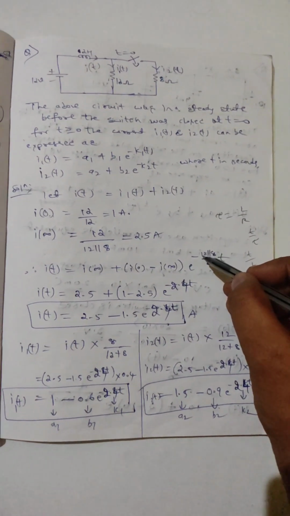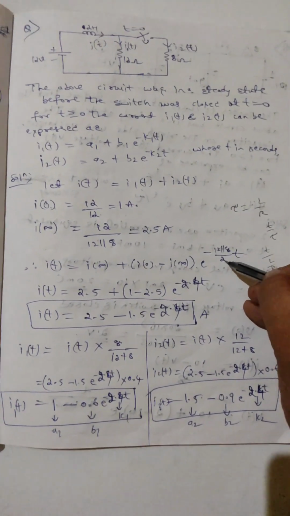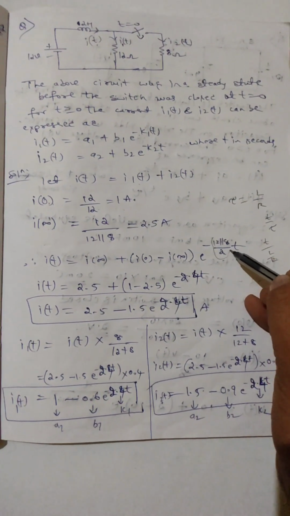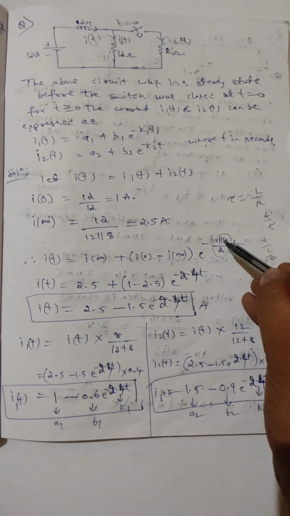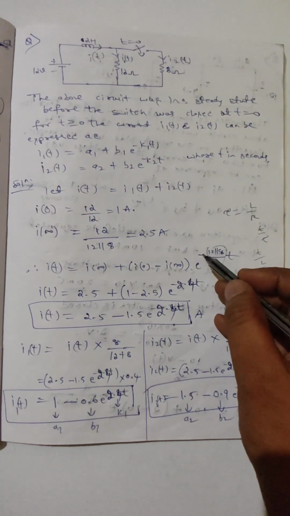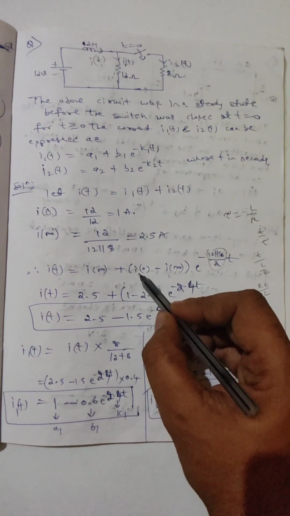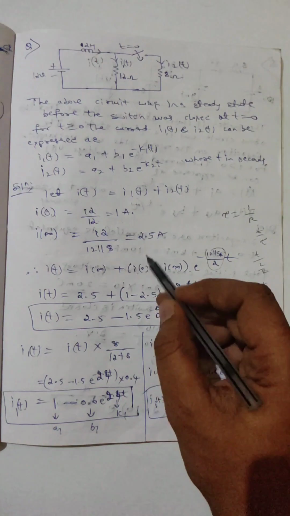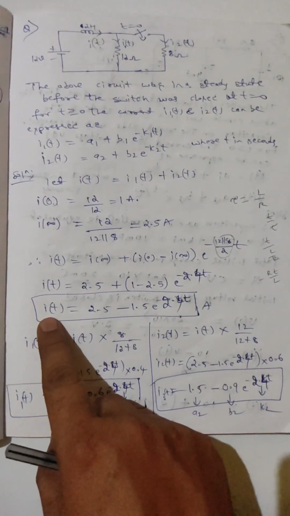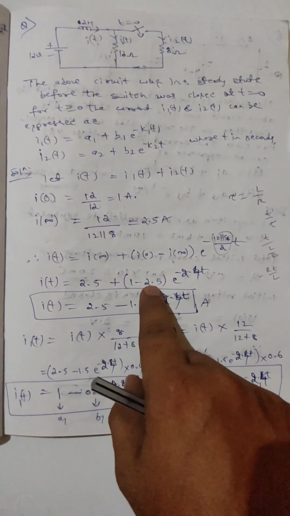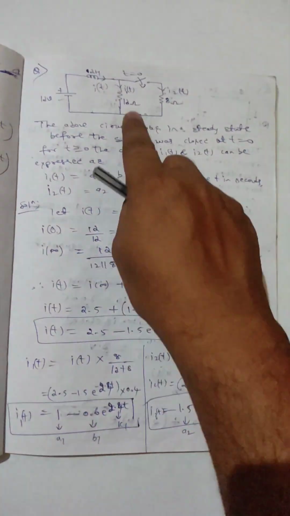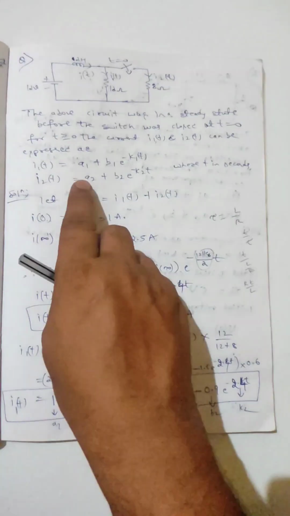What is the value of R? 12 and 8 in parallel, divided by L. Inductor value is 2. So all this simplification, 12 parallel 8 divided by 2, gives 2.4, so e power minus 2.4 t. The initial value is 1 ampere, the steady state value is 2.5 ampere. So simplifying, I of t is equal to 2.5 plus, 1 minus 2.5 is minus 1.5, e power minus 2.4 t. This is the actual I of t value, but what I need is I1 of t and I2 of t, in this format.